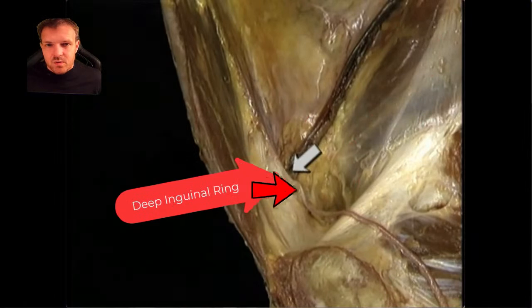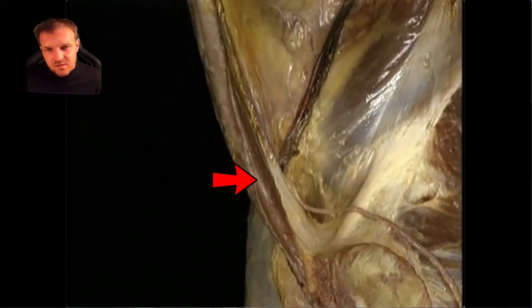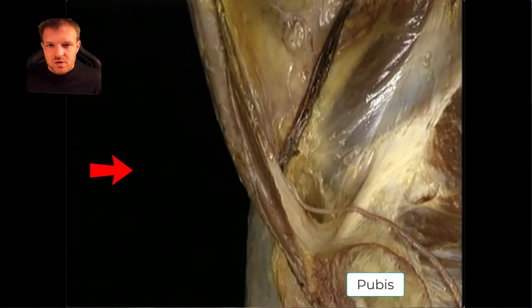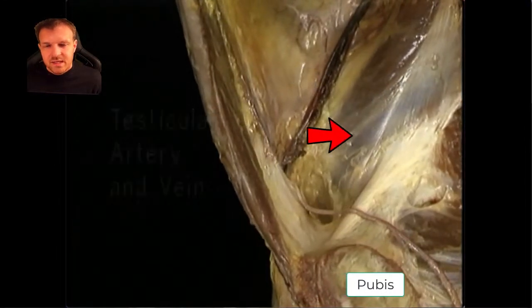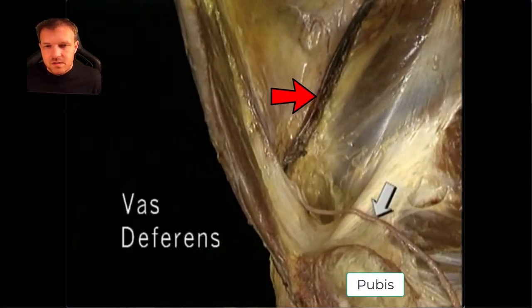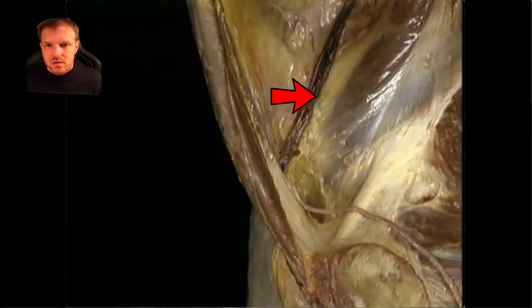So there's the deep inguinal ring just there. You can see it's a bit more covered on that one. You can see it passing through those structures there. There's your pubis. Yep, so testicular artery and vein, and then vas deferens just there. Cool.